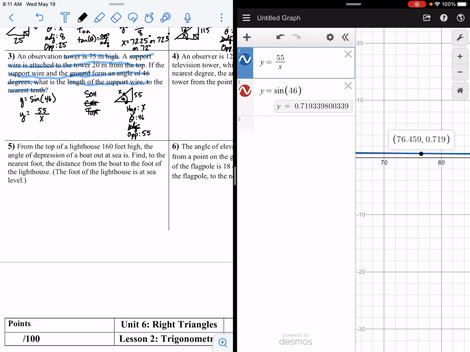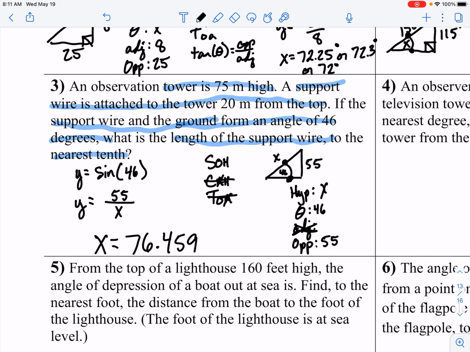My answer is the X value where they intersect, which is 76.459. And I want to round, very important here, to the nearest tenth. So the 9 is going to have 0 influence. That 5 forces that 4 to become a 5. Oops. And use the correct unit of measurement. 76.5 meters.